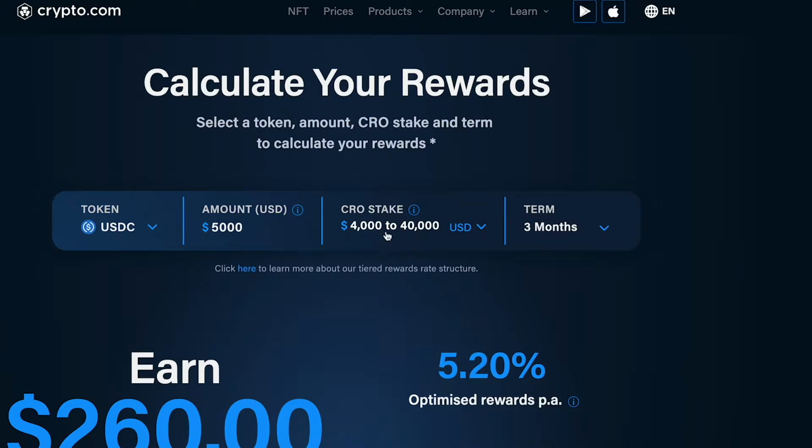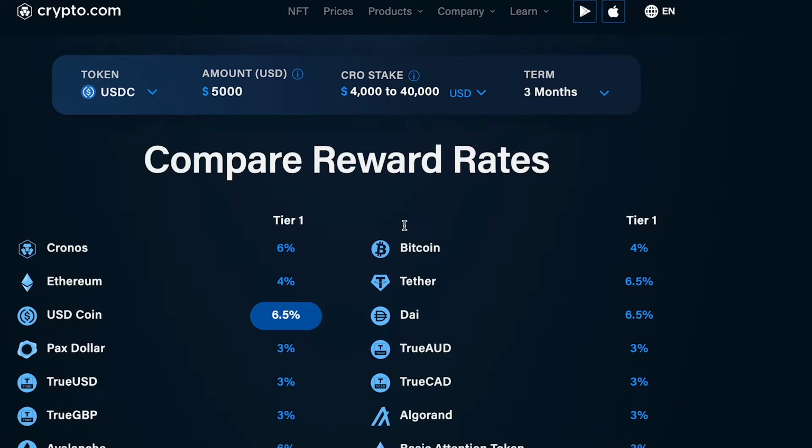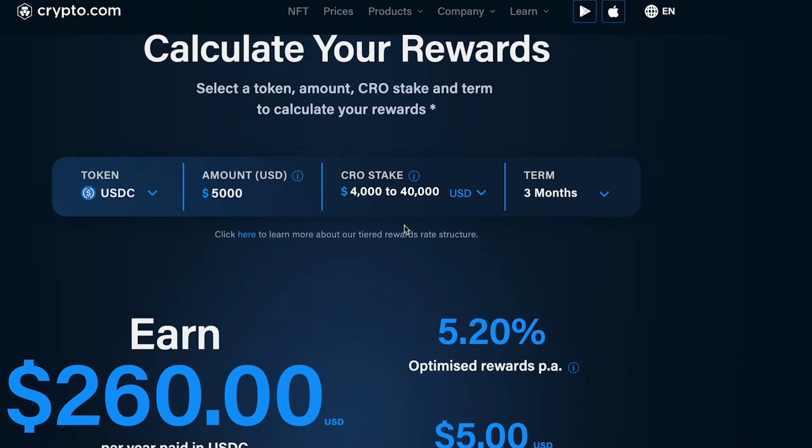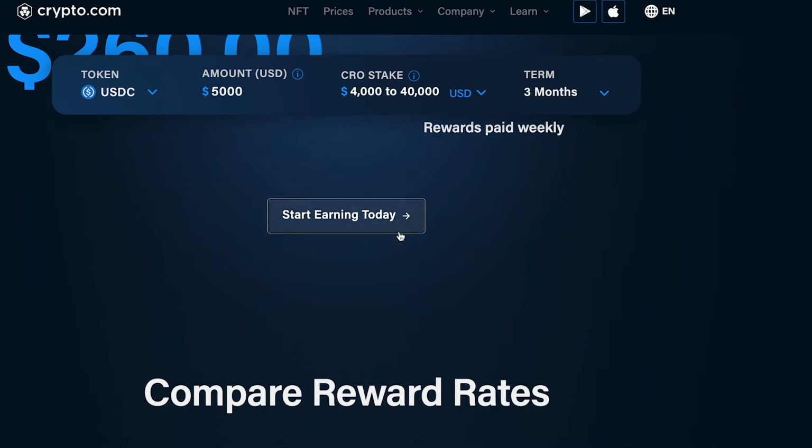Let's imagine that we want to stake $10,000 worth of Bitcoin and that we've locked up on Crypto.com. Let's see what the return is that we'd be talking about over 3 months. If that's the case, that's going to be a return of $260. You can also choose the flexible duration, but as you can see, the payout is not particularly impressive.